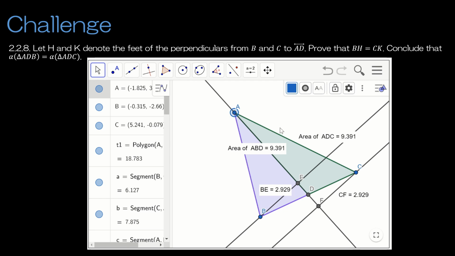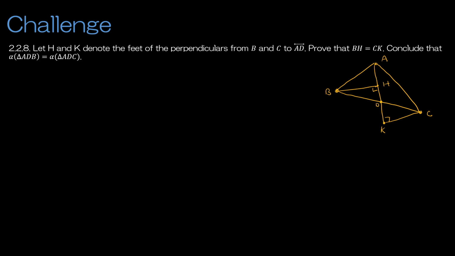It's also a great way to do your diagram, so I can just take a screen grab of this and use that as my diagram for my proof. Now that we have an idea of what we're trying to prove and we can see that it is in fact true using GeoGebra, let's take a look at how to complete the proof. I've done a very poor rendering of my GeoGebra picture.